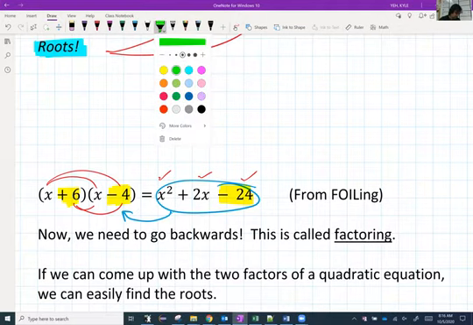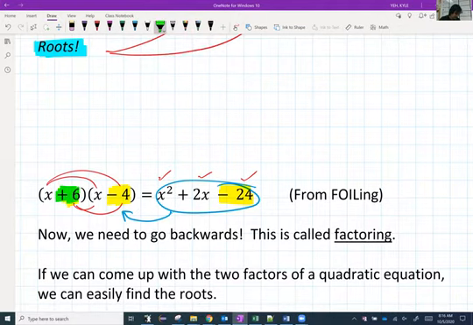Now, the other thing I would point out is positive 6 and negative 4, if we add them together, they're going to equal this positive 2x's. So positive 2, I should say, because we aren't talking about x's just yet. 6 plus negative 4 equals 2. Now, this is going to hold true for today, okay?